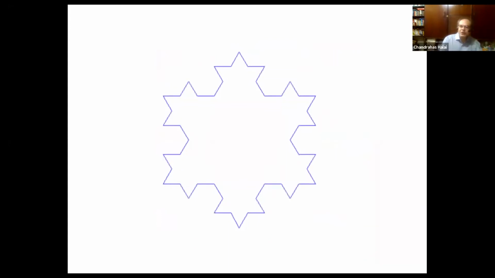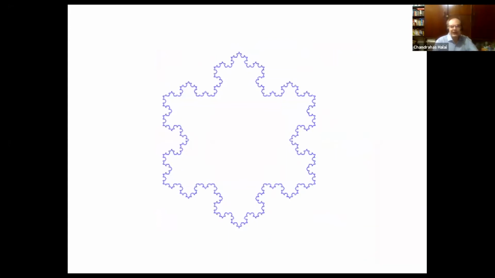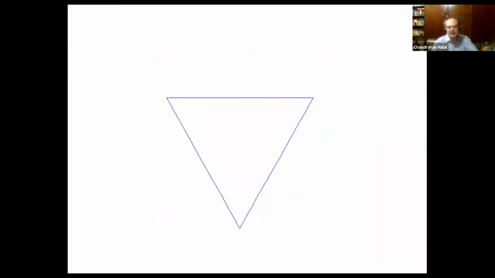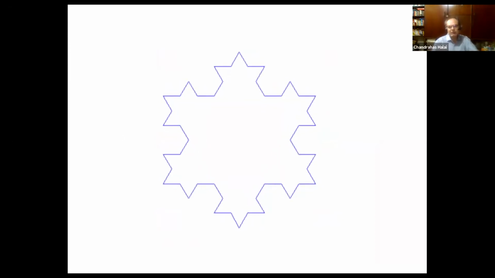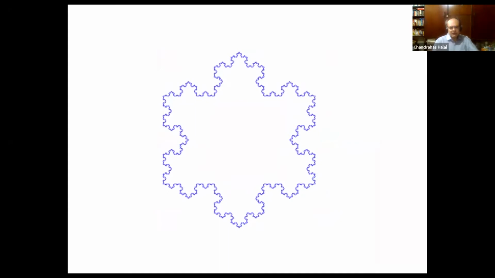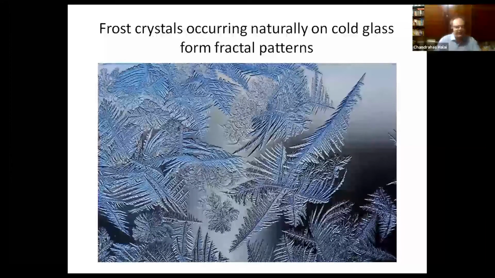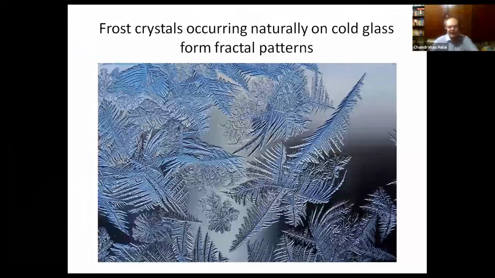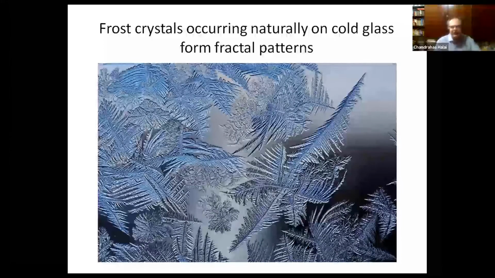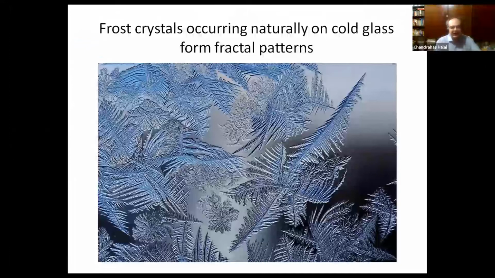Now this is the Koch curve. This can be found in clouds, icicles. Of course, we don't get to see it here in Mumbai or in most of India, except if you go to the Himalayas or North India. But you must be seeing it quite often in Canada. Frost crystals that are formed on your glass panes, those are fractal patterns.